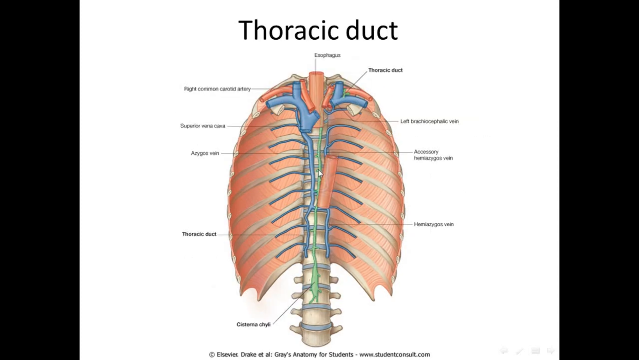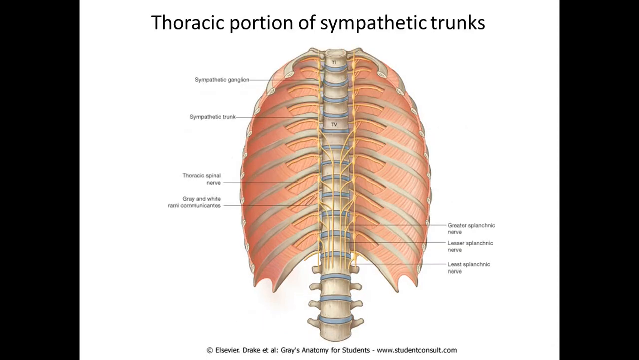This is the thoracic duct, highlighted in green here. It's located posterior to the esophagus and anterior to the vertebral column. And these are the branches and the trunks of the sympathetic nervous system.